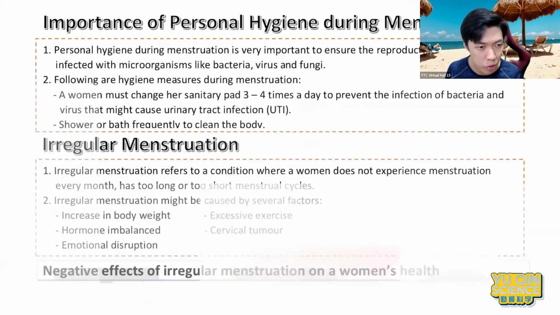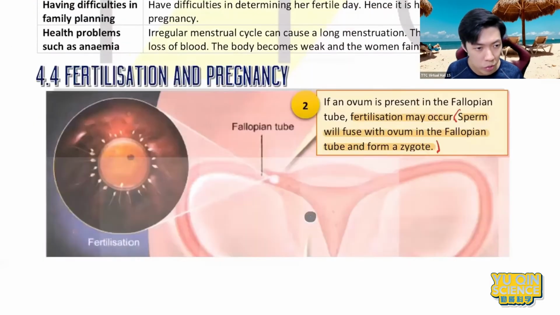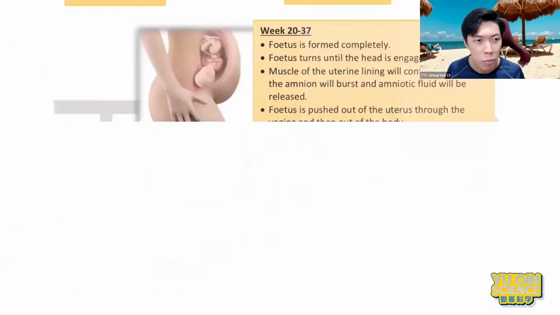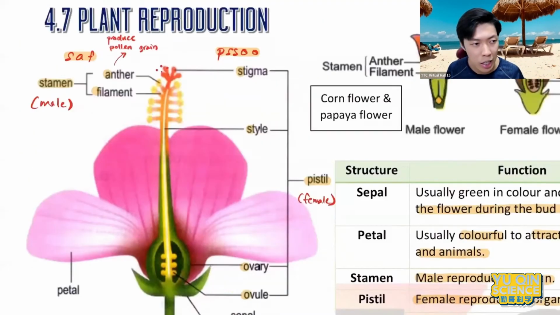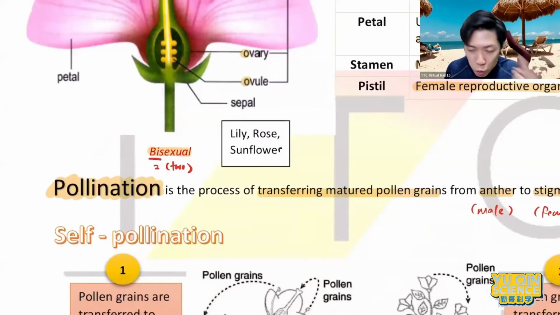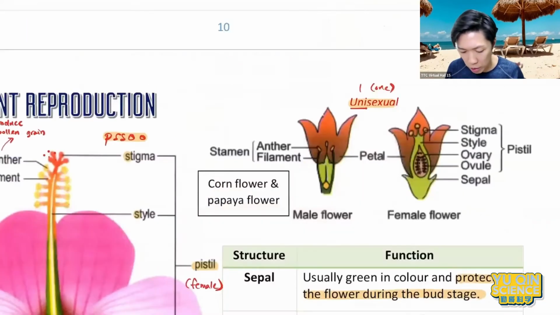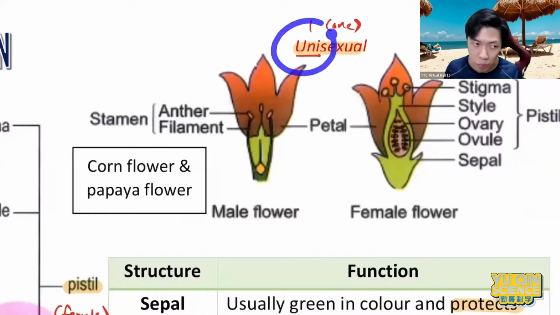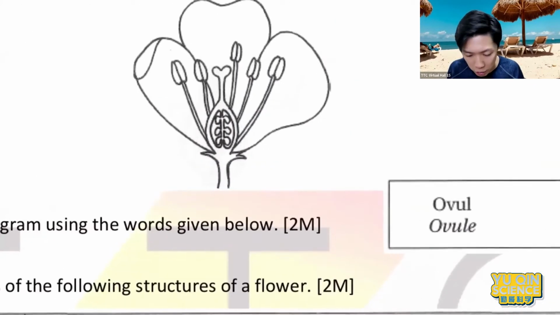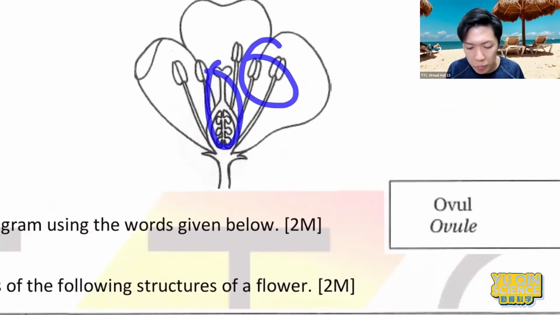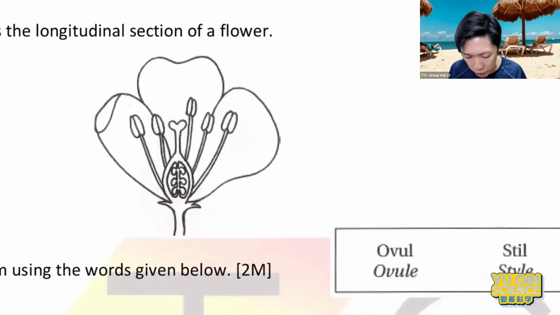Where is it? Okay, there you go. Male and female together, that is called bisexual. If male and female are separated, that's a different flower, that will be unisexual. So make sure you understand there are 2 types of category. So this is obviously 2 together, because the male and the female are in 1 flower. That's called bisexual.